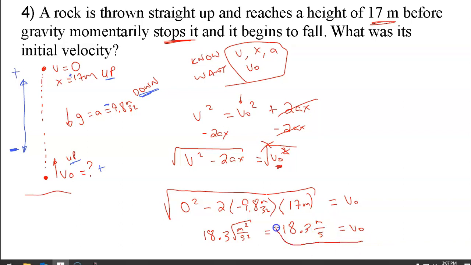And that's my initial velocity. If you want a rock to go 17 meters up in the air, you better throw it with at least 18.3 meters per second of velocity.